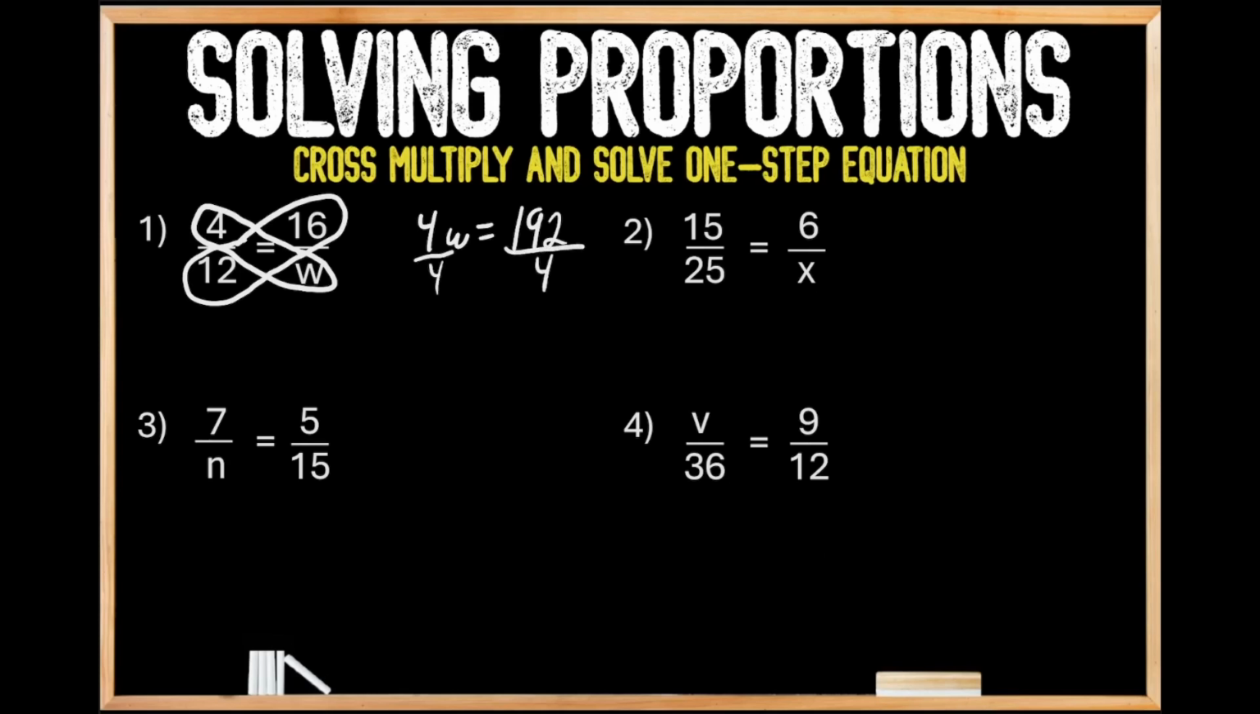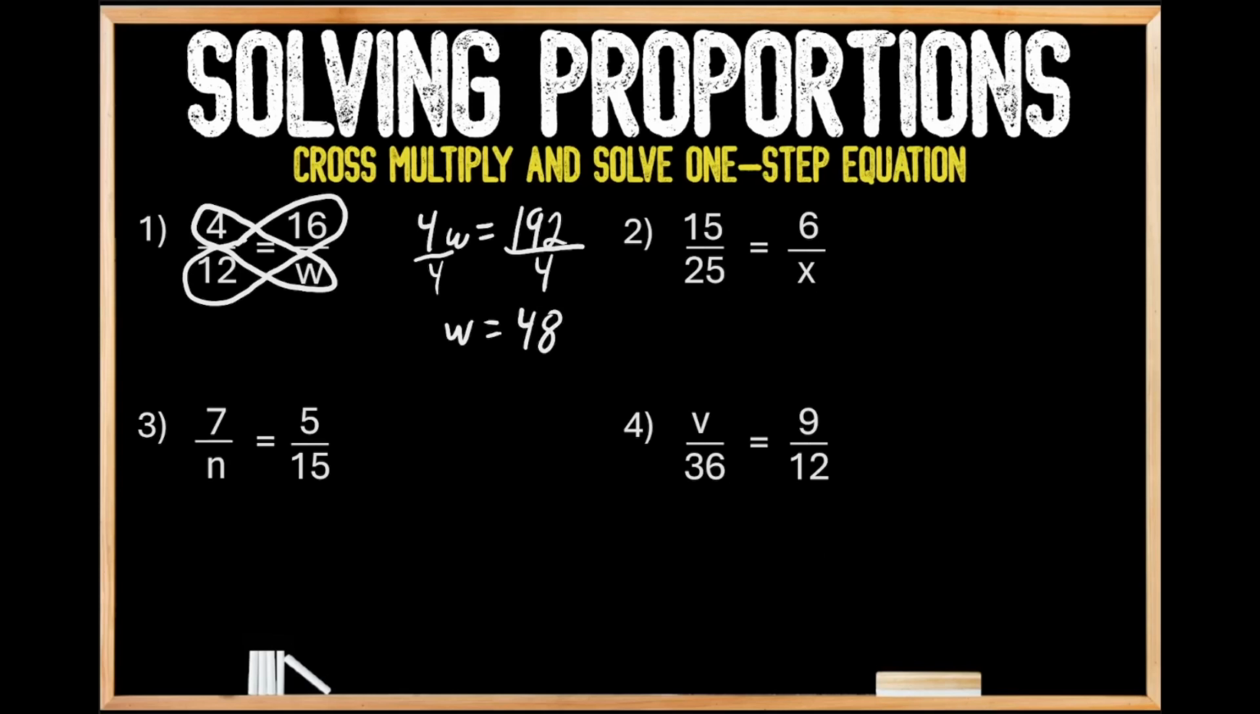So when we divide 4 by 4, it gives us 1, which can be 1 times w, which we can represent as just w, equals, and then when we divide 192 by 4, we get 48. So w is equal to 48.